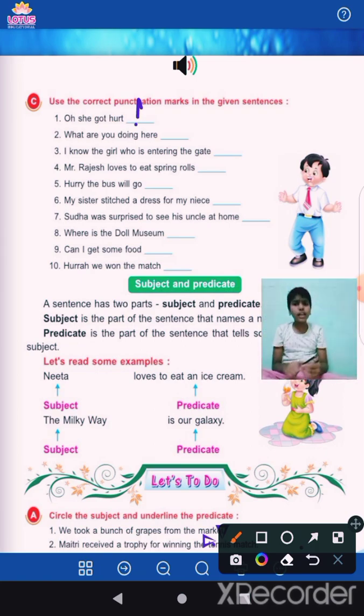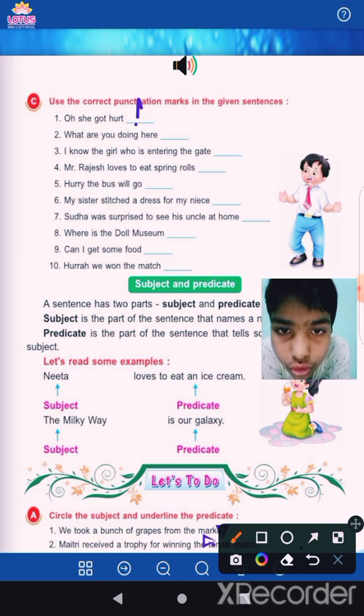What are you doing here? If someone enters your room, you'll say, what are you doing here? You don't know what he or she is doing here. Then you will write a question mark.